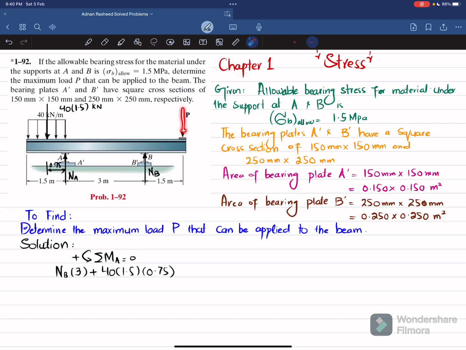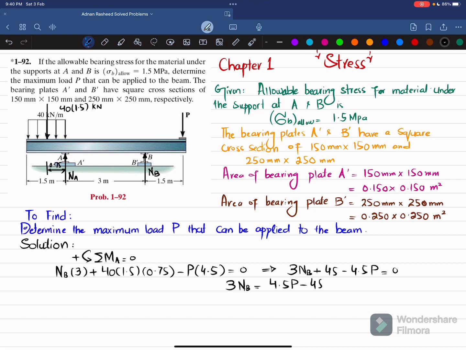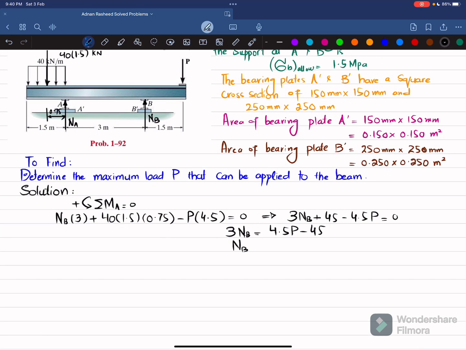The last moment is produced due to this P load, and the perpendicular distance will be 4.5, and this is producing clockwise moment, so it will be negative. So I can write minus P times 4.5 is equal to 0. So from here you will get 3NB, the second term will give you plus 45, and minus 4.5 times P is equal to 0. So 3NB is equal to 4.5 times P minus 45. If you divide by 3 on both sides, you will get NB equal to 1.5P minus 15. Clear? So this is the vertical reaction force of the support B on the beam.